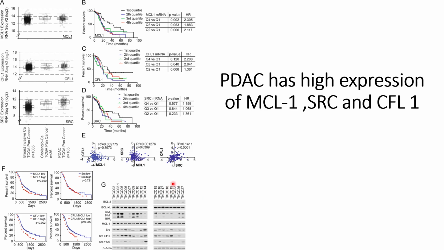All the data presented in this figure indicates that PDAC has high expression of MCL-1, SRC, CFL-1, and all of them are somehow correlated to high invasion properties. So targeting these genes could be a good idea to suppress those invasive properties of pancreatic cancer cells. We will discuss further results presented in this paper in our subsequent videos.